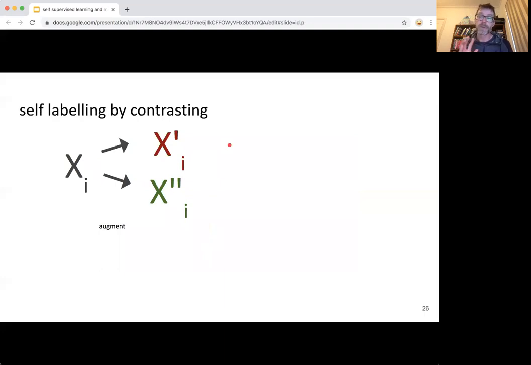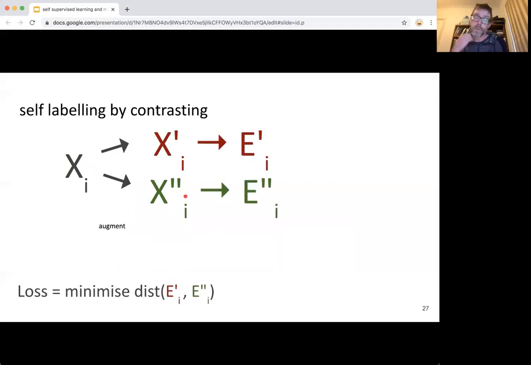We can actually use this image augmentation in an interesting way, relating to that last point I made about things wanting to be the same. So say I take an image, X, and I augment it twice. I've done one augmentation and another augmentation. Maybe this one has rotated the image and changed the color a bit, and this is a different rotation and a different color change. When I run these through the first part of my network, the encoding part, I should get some encodings.